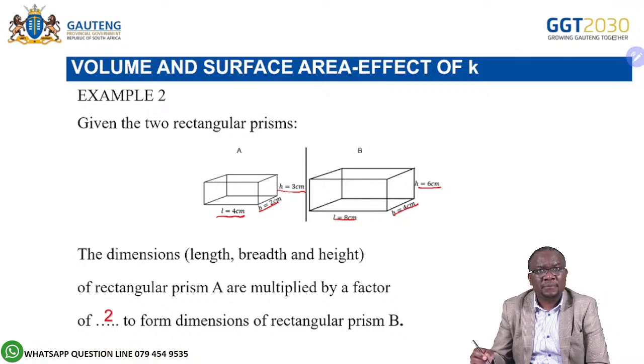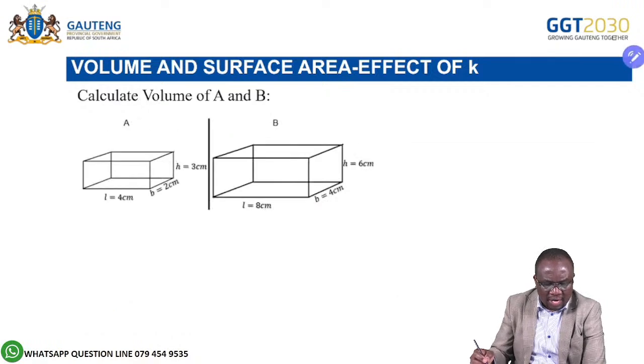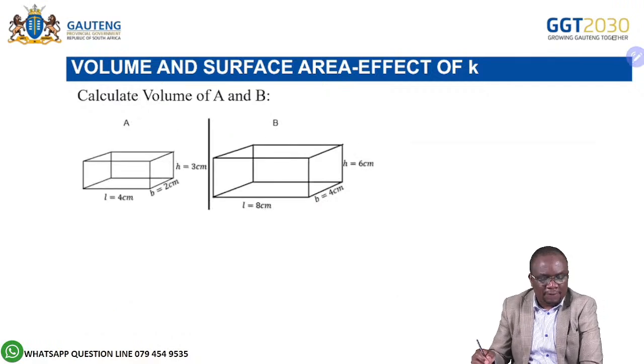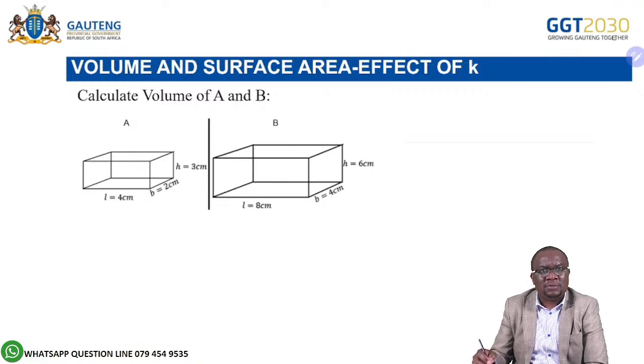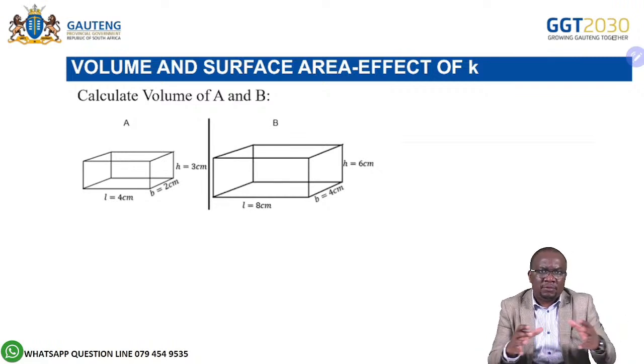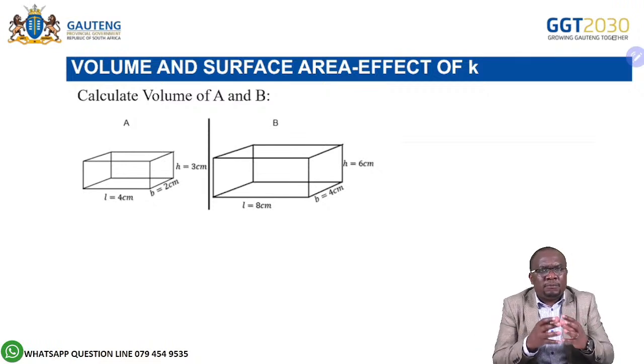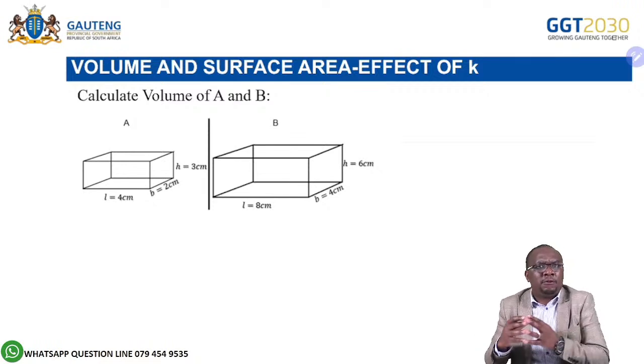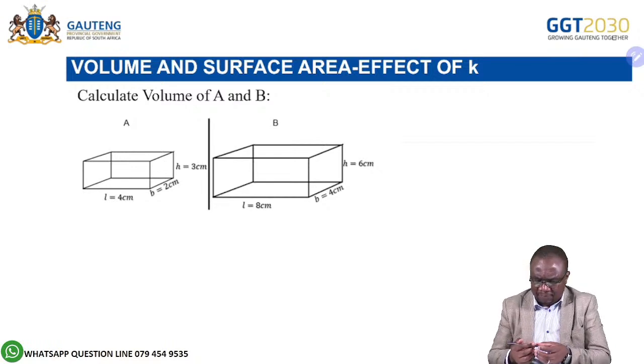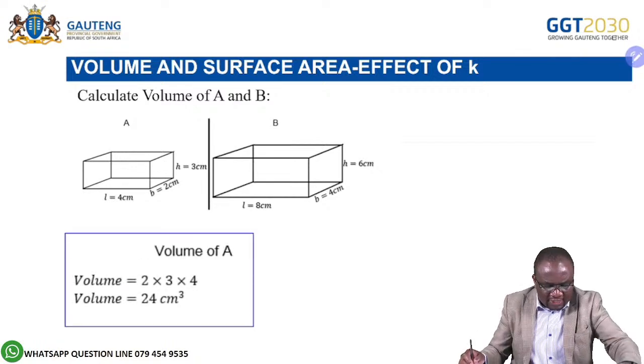Okay? Right. We want to see now what happens to the volume. So now let's find the volume of A and the volume of B. I'm going to show you that, and then you'll tell me what will happen to the volume of A to produce the volume of B. What do we multiply the volume of A with to get the volume of B? Okay, just that part.